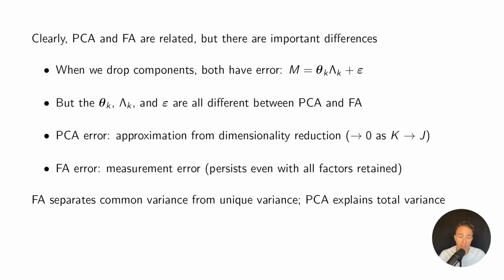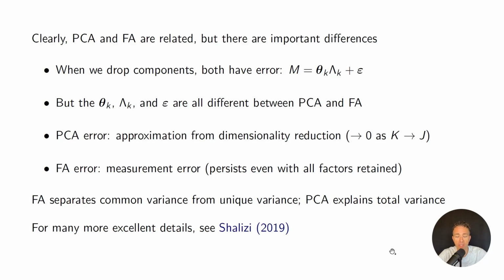So with factor analysis, we want to separate the common variance, which is the factor theta, from the unique variance, which is the variance of the epsilons. Whereas with PCA, we just want to find the best bang for buck in terms of preserving the original variance in M. And if you want to consider more details about these two approaches, there's a great textbook chapter by Shalizi. So you can get the slide from the companion repository and then click on the link from there if you're interested.